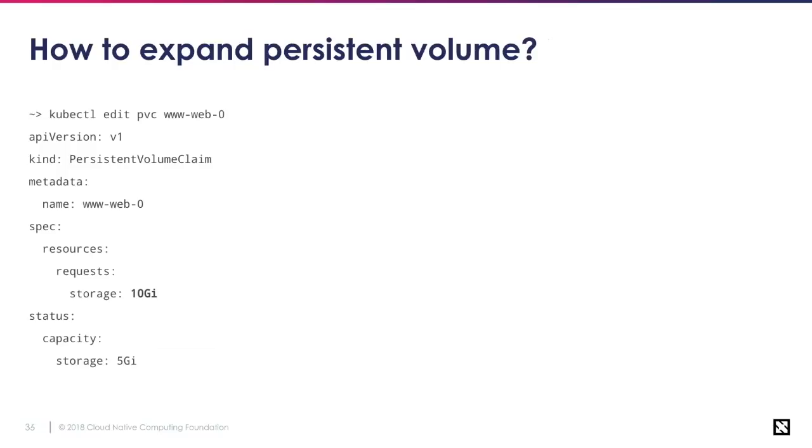So how do we expand a persistent volume? It's pretty simple. You just need to run kubectl edit pvc and then the PVC name, and in your editor you can go to spec, resources, requests, storage. You can edit the size; it was previously 5 GB, and I'm requesting 10 GB. So it will expand the volume. The status is still showing 5 GB because the original volume is 5 GB. So you can go ahead and edit your PVC and save it, and the resize process will start. Next slide, please.